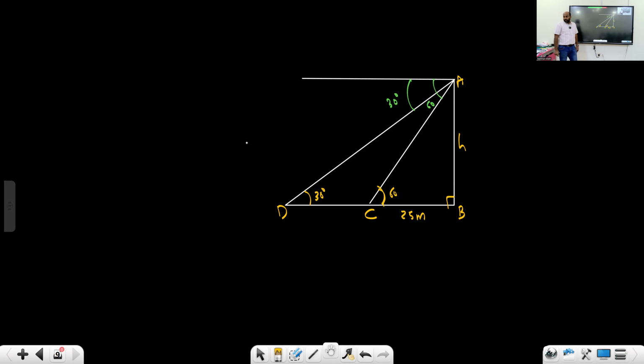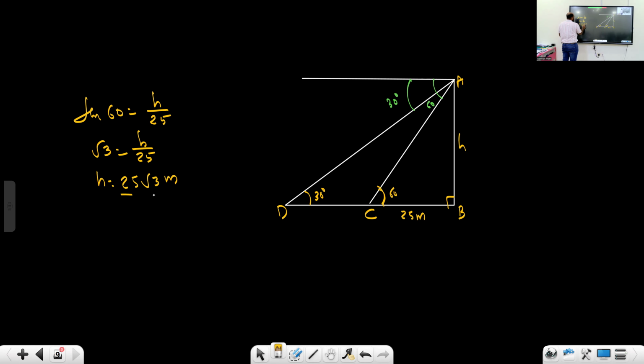In triangle ABC, tan 60 equal to h by 25. What is tan 60? Root 3 equal to h by 25. What is h equal to? No need to substitute the value of root 3. So one more point: if they didn't mention the value of root 3, you don't substitute. If they mentioned it, you have to substitute it.